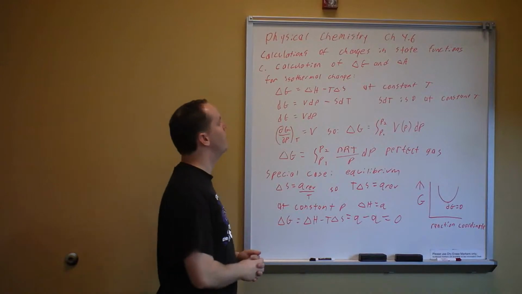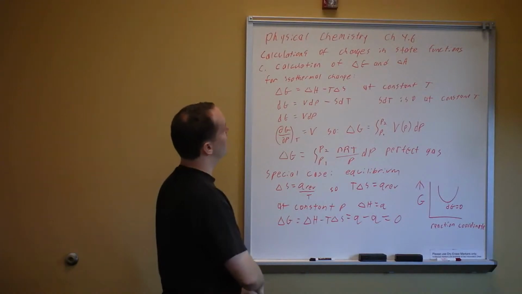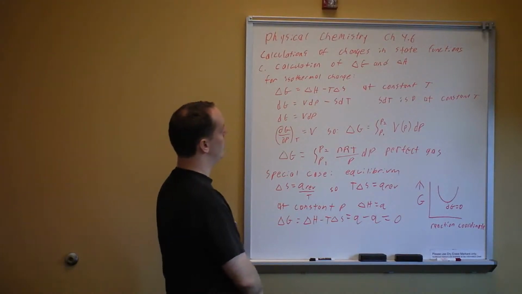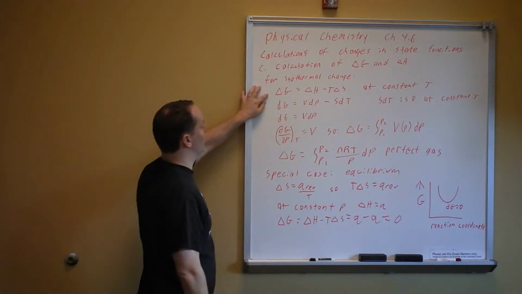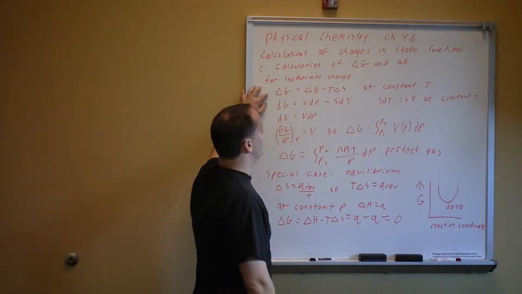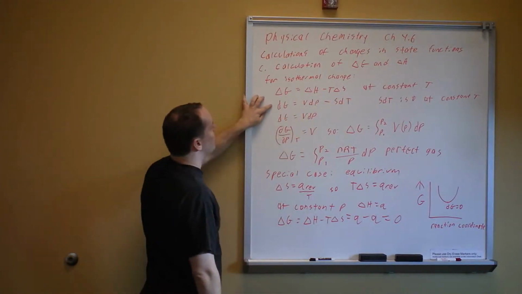Physical Chemistry, Chapter 4, Section 6, we're continuing with calculations of changes in state functions. Now we're going to calculate the change in the Gibbs free energy and the Helmholtz free energy. Now for an isothermal change, we'll do that first. Delta G is equal to delta H minus T delta S, and we can only evaluate this at constant temperature.